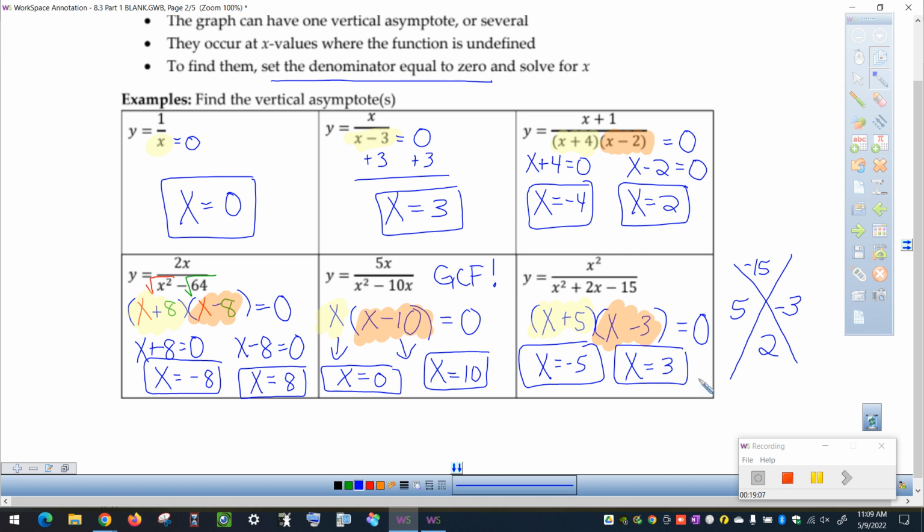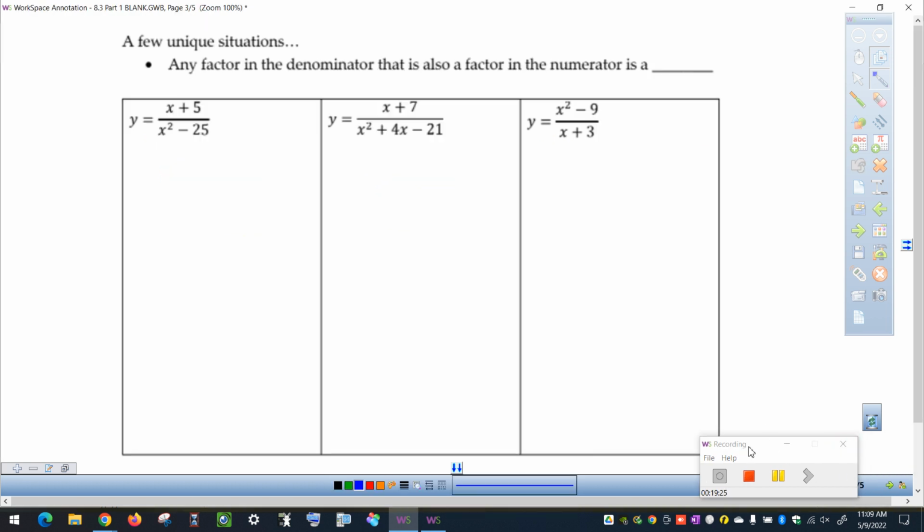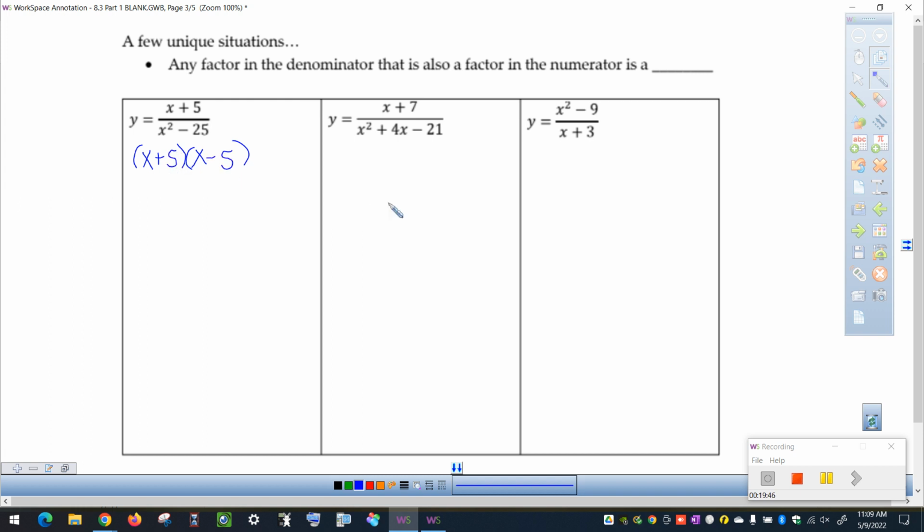All right, now the problems down below are going to be showing us a unique situation, kind of a special case when it comes to thinking about finding vertical asymptotes. Let's try to show this here in our very first equation. If we try to think about factoring our denominator, so the same thing that we just did, the x squared minus 25, that is a difference of squares. So we can factor that into x plus 5 times x minus 5.